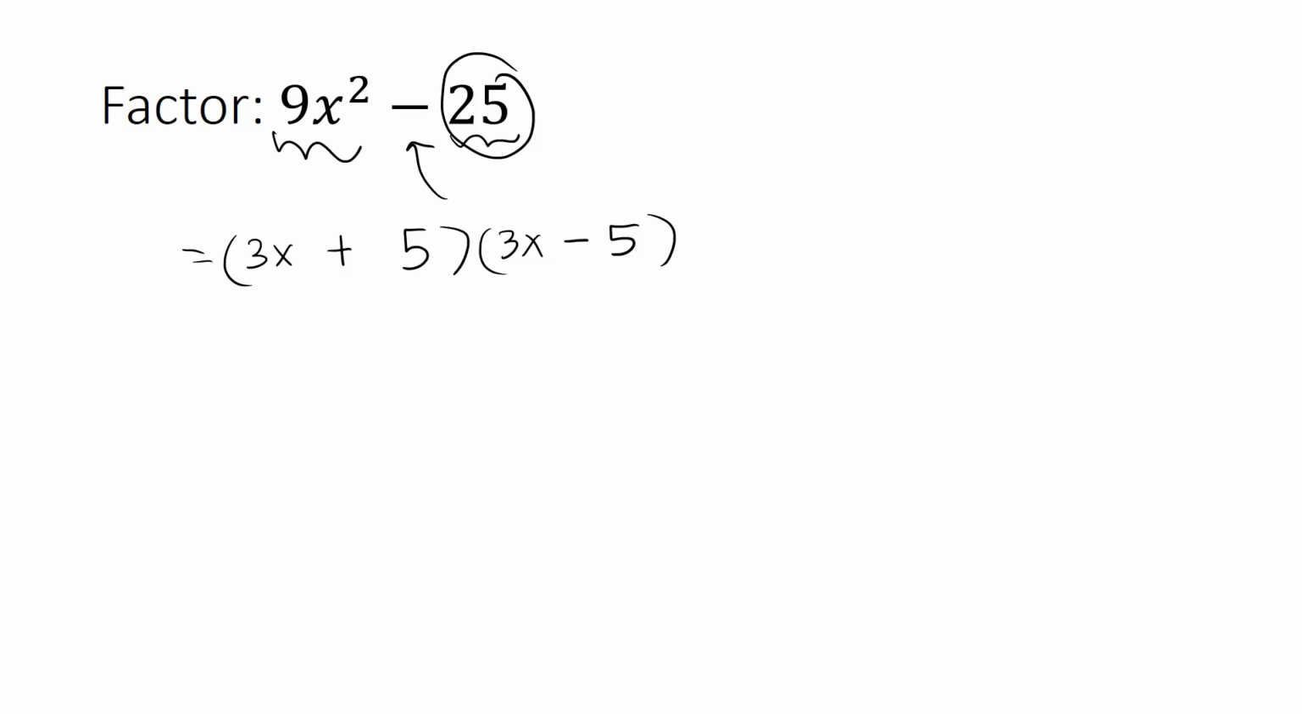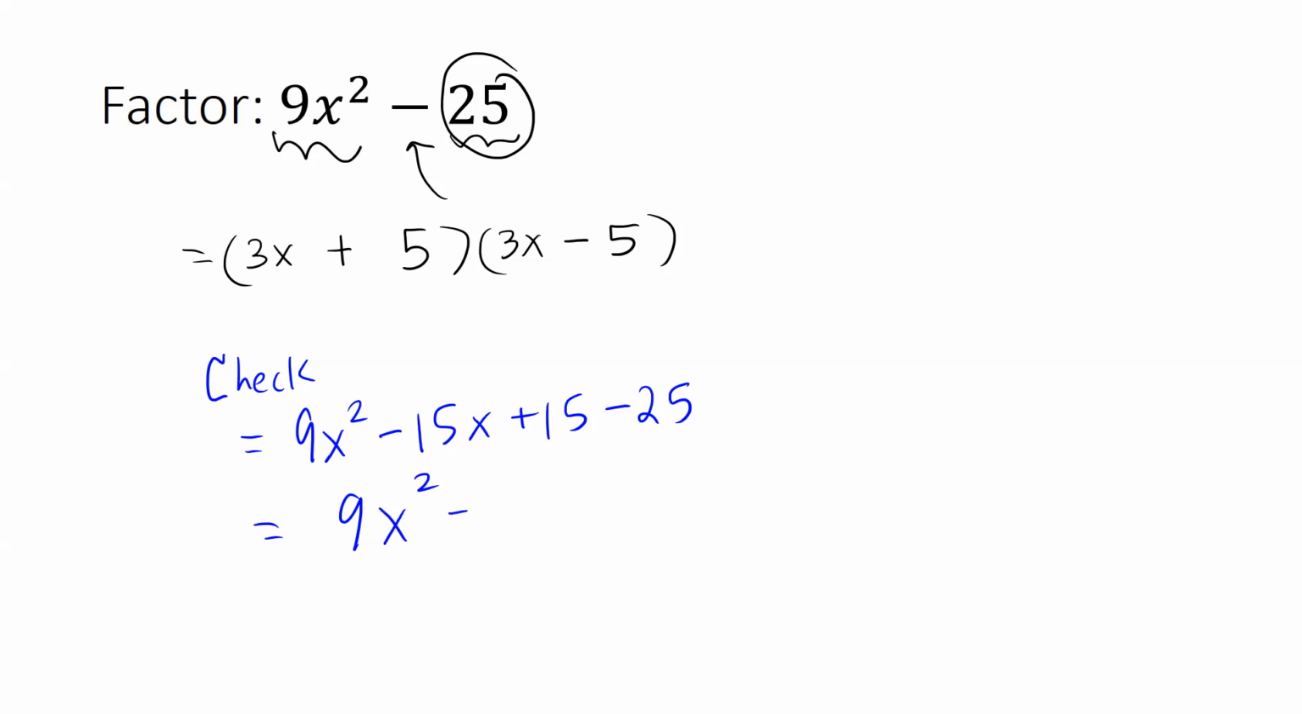If you're curious to see if you're right, you can always check by FOILing. 3x times 3x is 9x squared. 3x times negative 5 is minus 15x. 5 times 3x is positive 15x. And 5 times negative 5 is negative 25. When you simplify and combine like terms, you end up with 9x squared minus 25, which was what you started with.